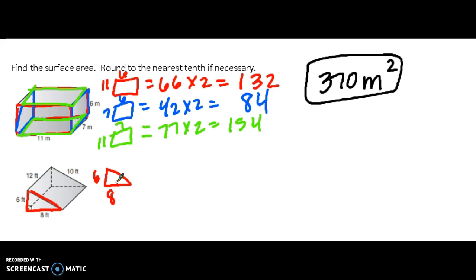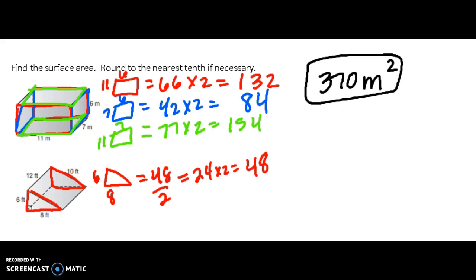6 times 8 is 48. Divided by 2 is 24. So 24 is the area of this triangle and the area of this triangle. So together, that gives me a total of 48 square feet for the front and the back triangles.